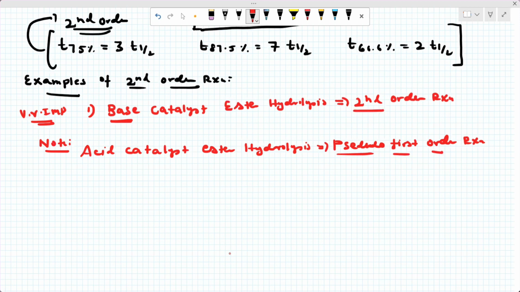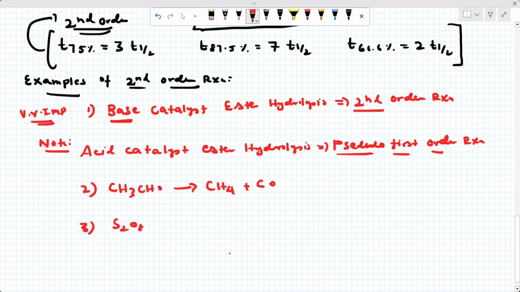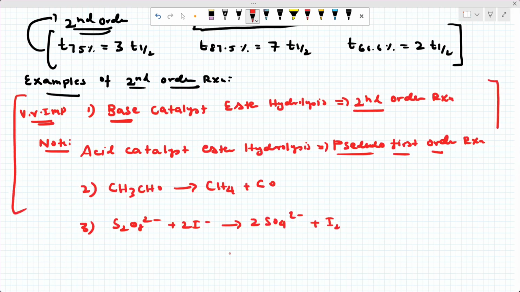Second example, a simple example: decomposition of acetaldehyde, CH3CHO, gives CH4 plus CO. Then, very important: S2O8 2 minus plus 2I minus gives 2SO4 2 minus plus I2. Now these three are important examples for second order reaction.